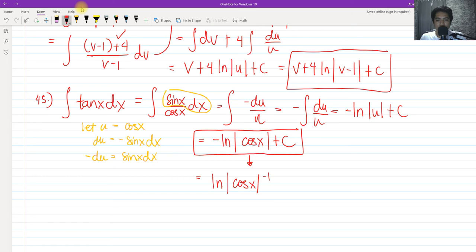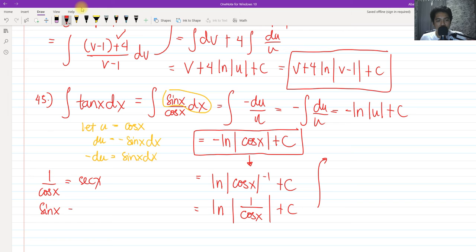So what happens here is we can apply the properties. We have 1 all over cosine of x, because of the negative 1 exponent on the cosine of x. And 1 all over cosine of x is actually secant of x. The same is true with sine of x, which is 1 all over cosecant of x. So if we substitute it, that would be ln of secant of x plus c.